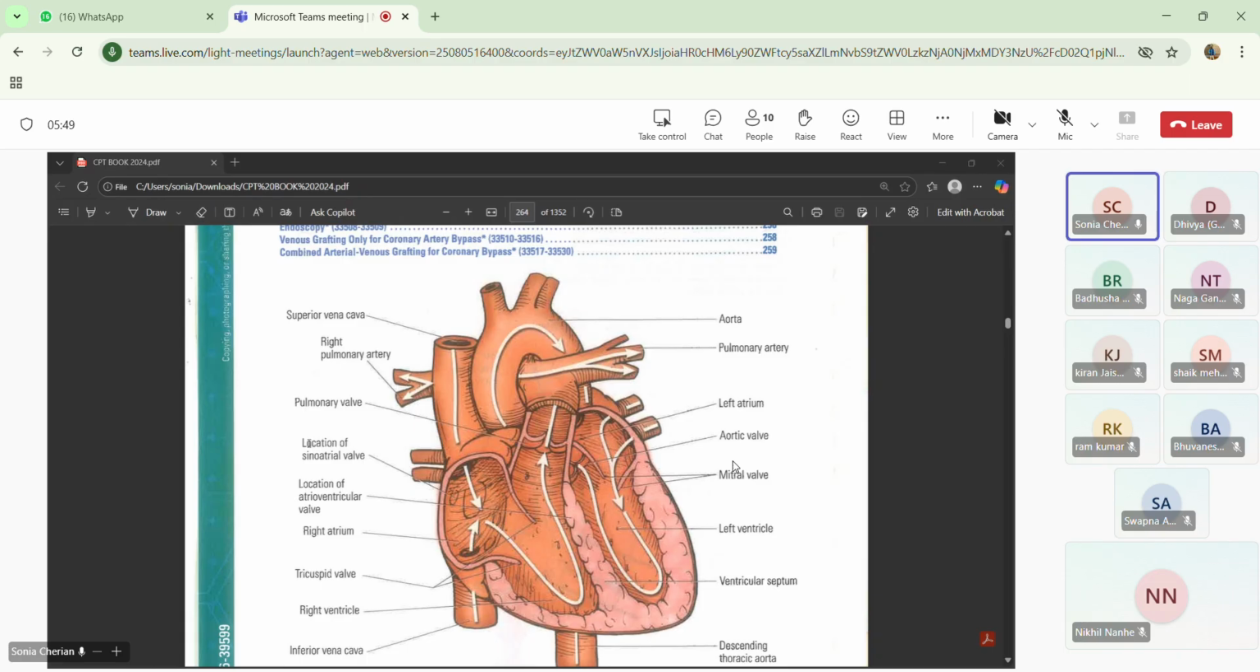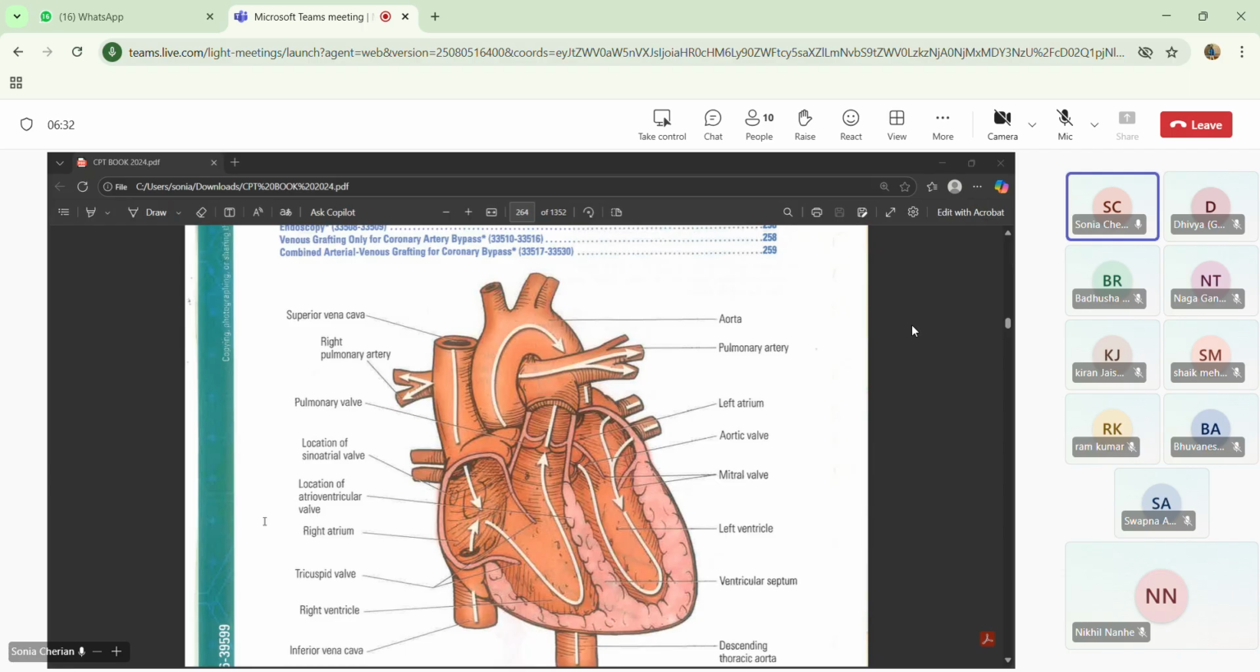Okay, what are the layers of the heart? Kiran, tell me what are the layers of the heart? Which is the outermost layer? Myocardium, pericardium? Okay, which is the outermost layer of the heart? Epicardium, right? So the middle layer or the muscular layer is called the myocardium, and the inner layer is called the endocardium.